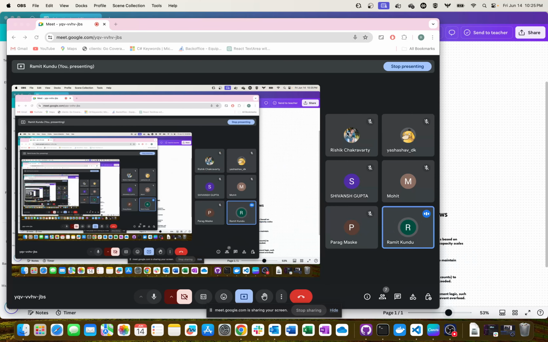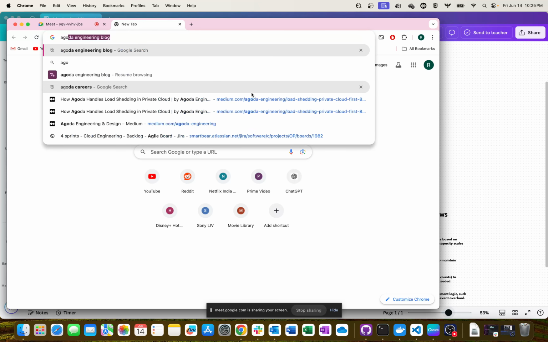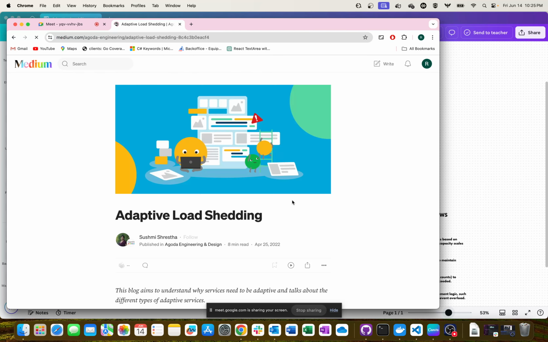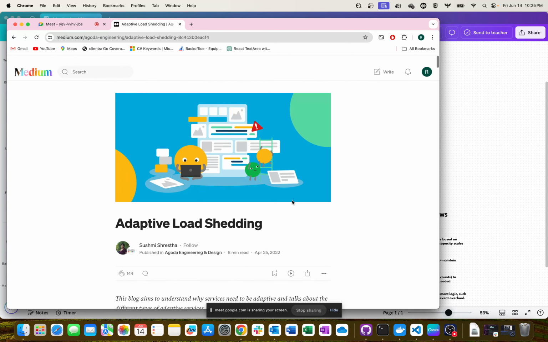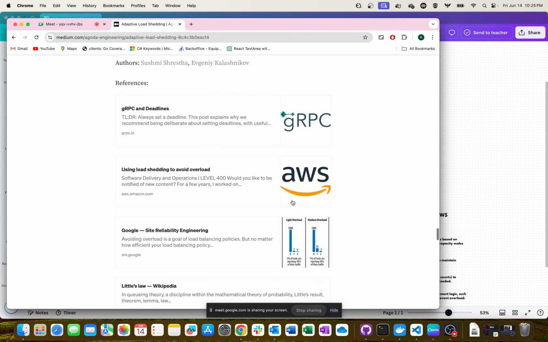So basically what we are going to do today is learn about reading papers, engineering papers in particular. There's this one paper that I really liked, which is about adaptive load shedding. While we are reading this paper, we will also understand. It is a very small paper, if you see, just here to here.